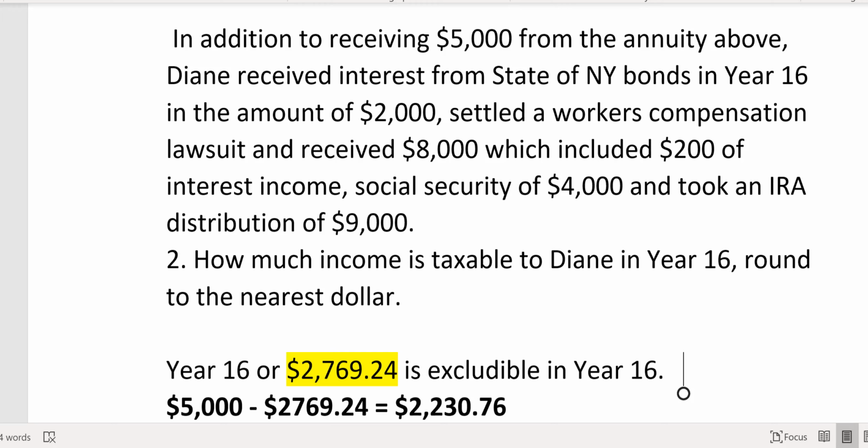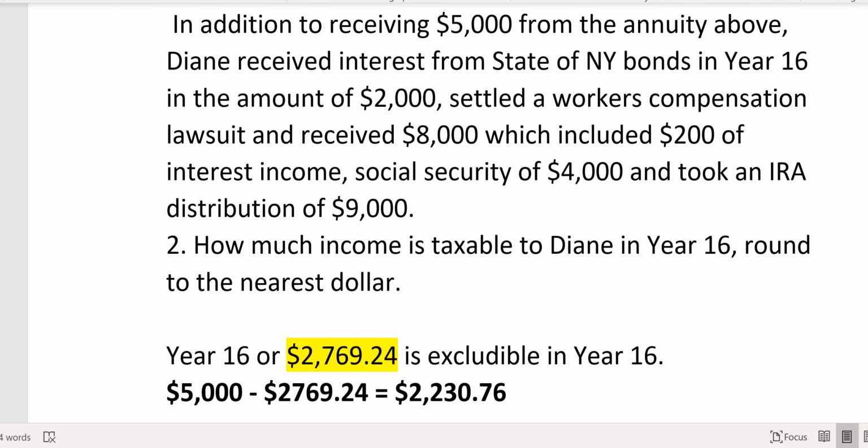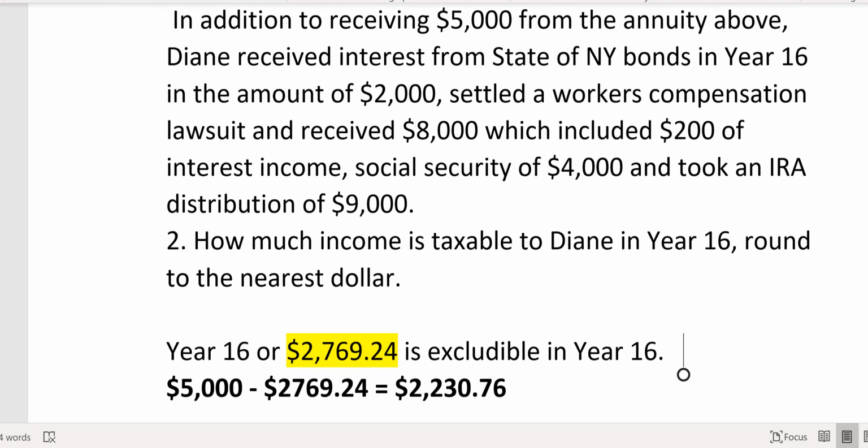So it looks like all $4,000 of the Social Security income is tax-free. And then one more thing, she took an IRA distribution, and that's always taxable, of $9,000. So that's going to be income. So let's go with the $9,000 IRA distribution. We'll add that to what's taxable from the annuity. And then there was interest income from the workers' comp settlement.